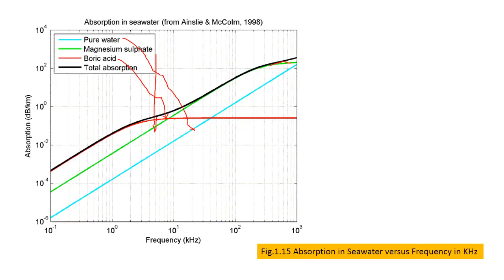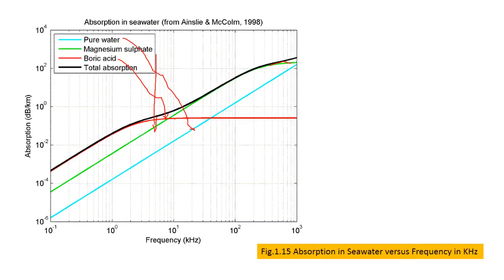The absorption by pure water is given by this blue line. It almost looks like a ramp. It drastically increases from 0.1 to 1000 kilohertz. The green color is due to magnesium sulfate, which is saturated above 100 kilohertz. The red color is due to boric acid. Boric acid is saturated above 10 kilohertz and almost remains constant from 10 kilohertz to 1000 kilohertz.